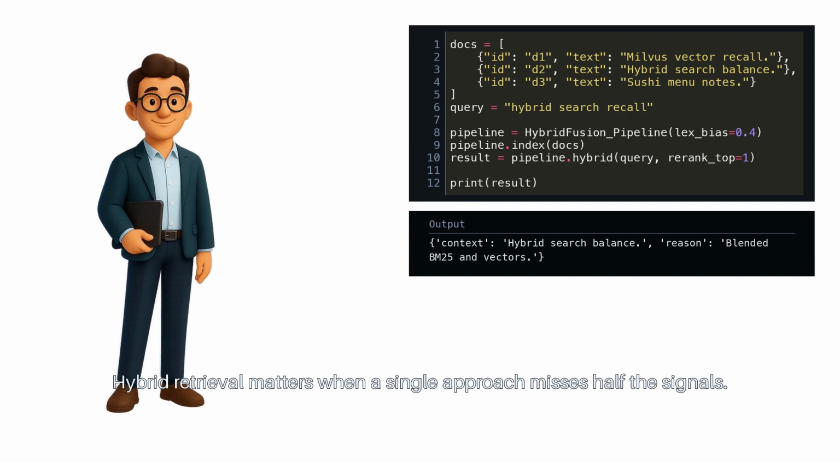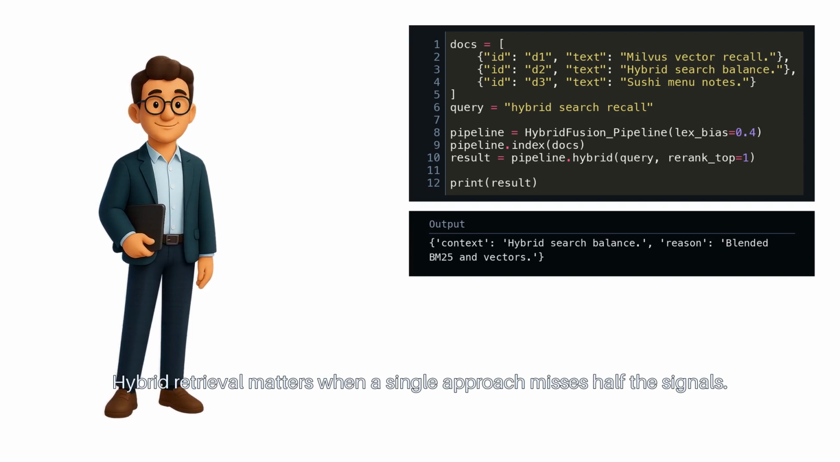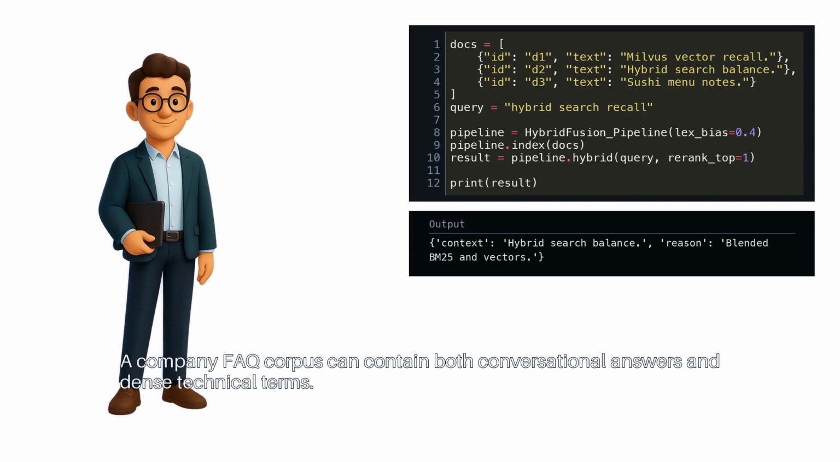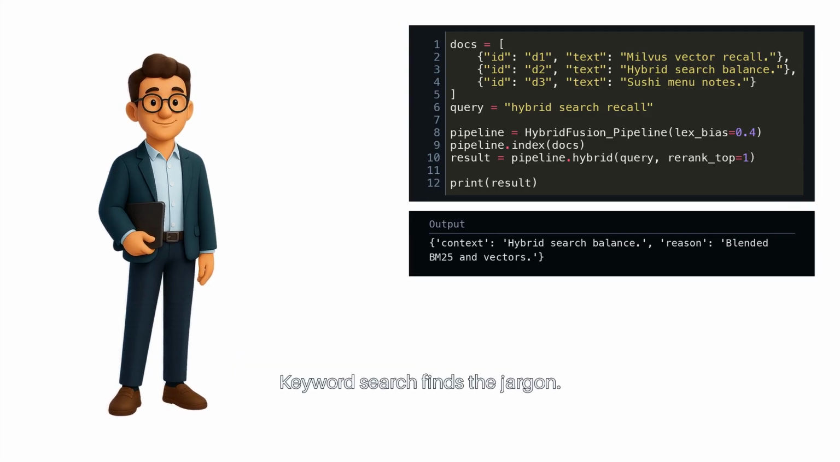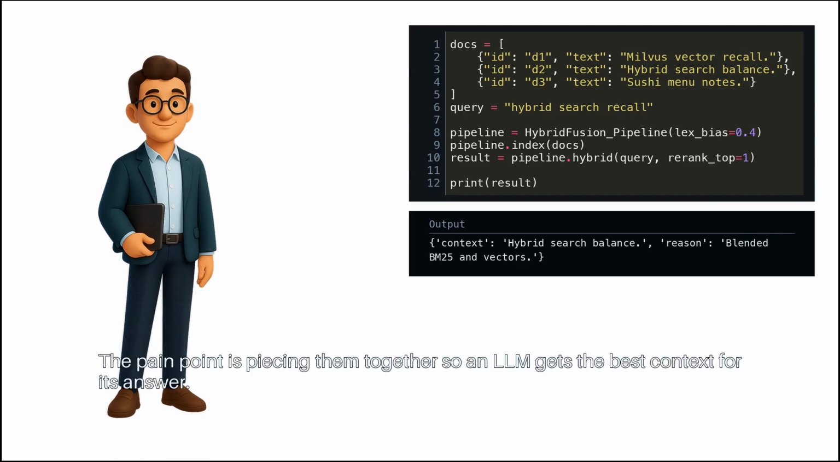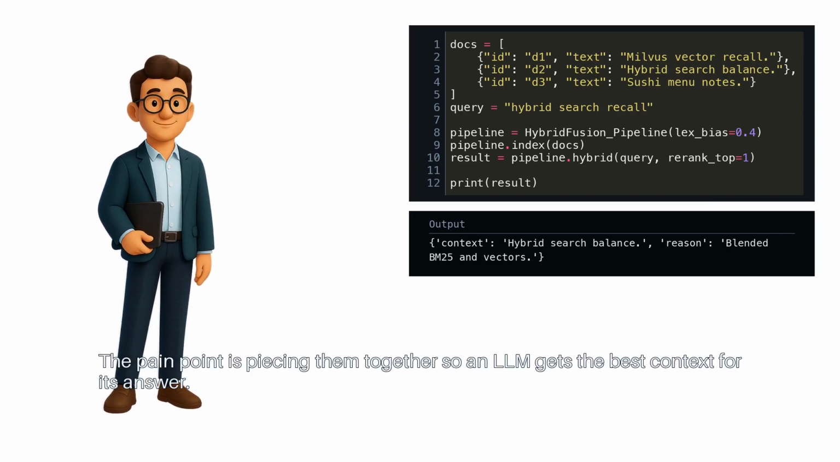Hybrid retrieval matters when a single approach misses half the signals. A company FAQ corpus can contain both conversational answers and dense technical terms. Keyword search finds the jargon. Dense vectors find the paraphrases. The pain point is piecing them together so an LLM gets the best context for its answer.